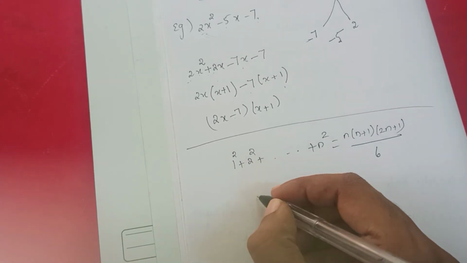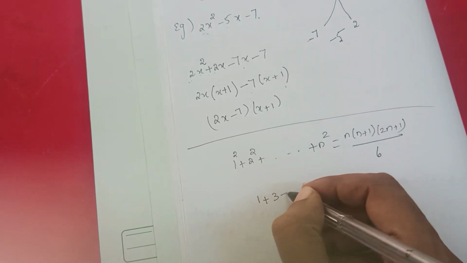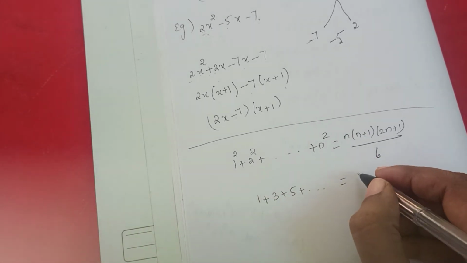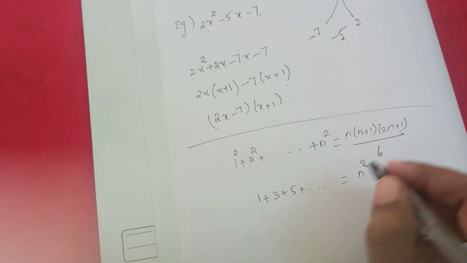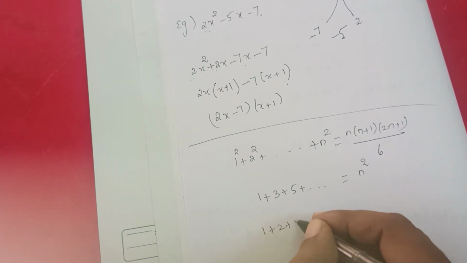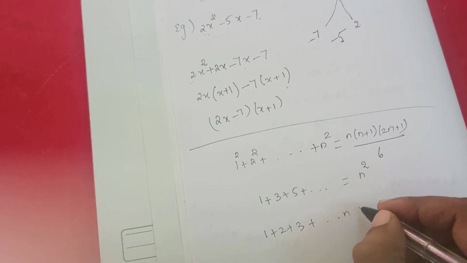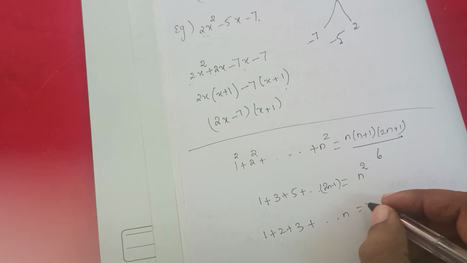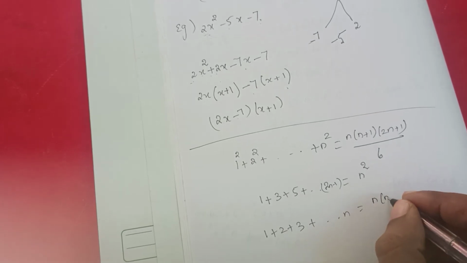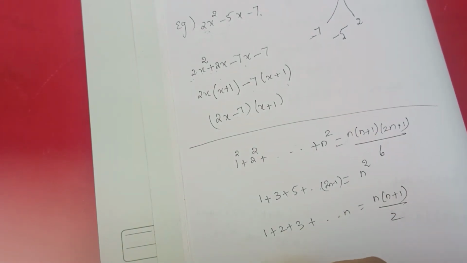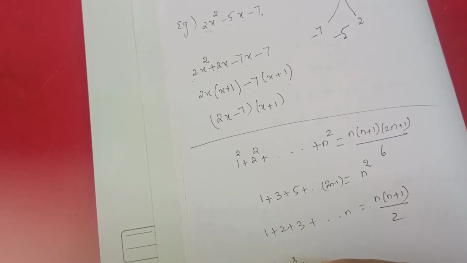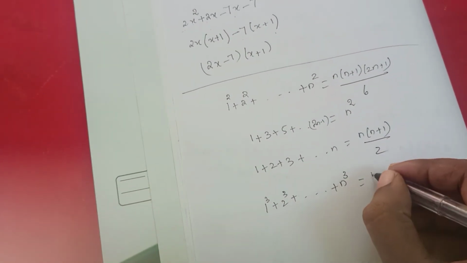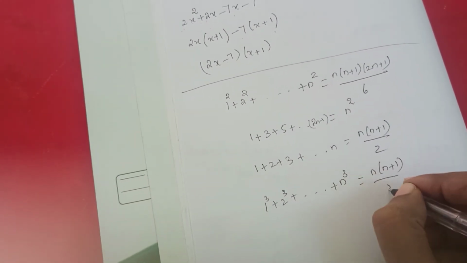So same as that, you have learned the formula for odd numbers. 1 plus 3 plus 5 plus etc. What's the formula for this? N square. Do you remember? Then natural numbers 1 plus 2 plus 3 plus etc. up to n. What's the formula? This one 2n minus 1. What's the formula for natural numbers? N into n plus 1 by 2. Then what about the cube numbers? 1 cube plus 2 cube plus etc. up to n cube is equal to what? What's the formula? N into n plus 1 by 2, the whole square.